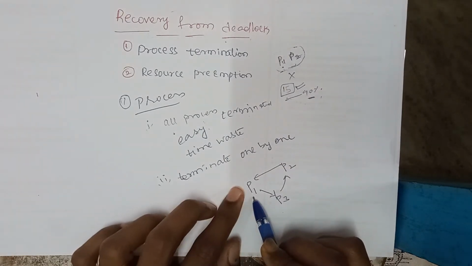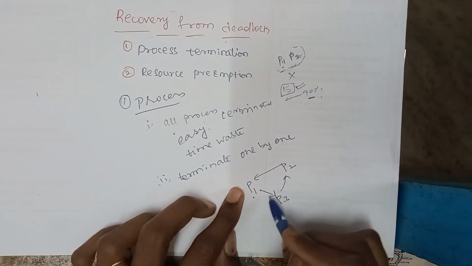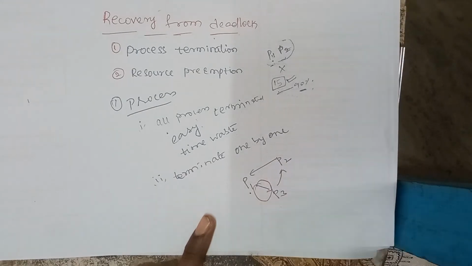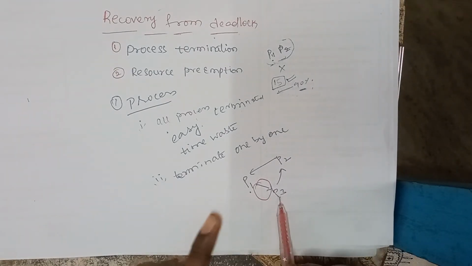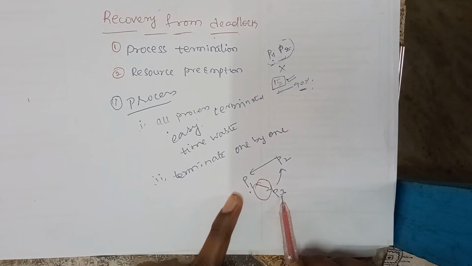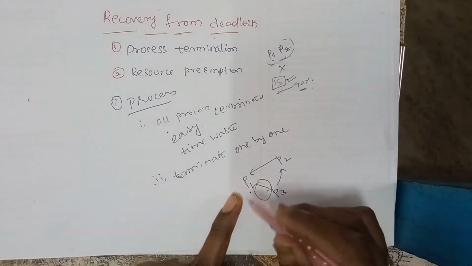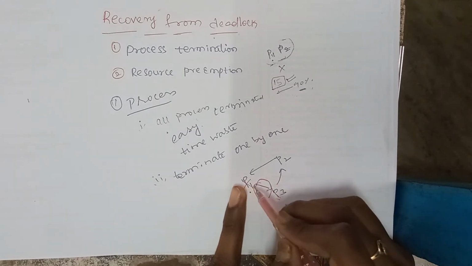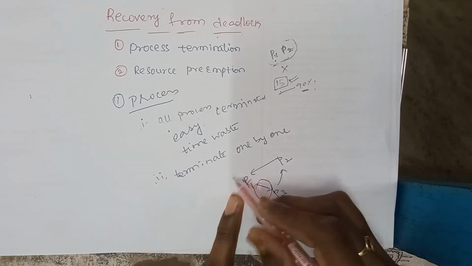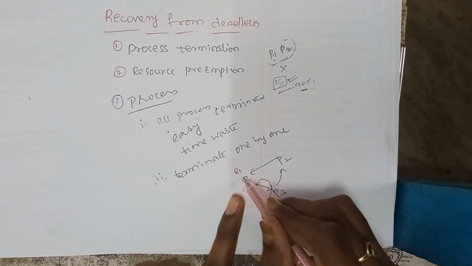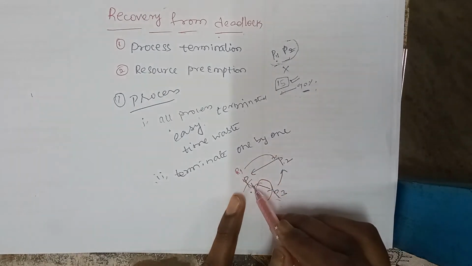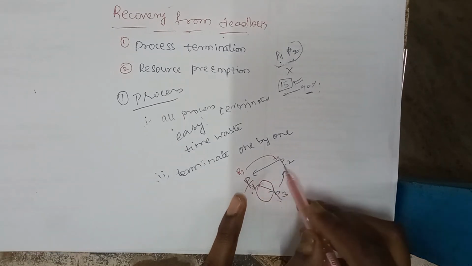If you terminate process P1, what happens? The deadlock connection between these is removed. Here there is no connection between P1 and P2. P1 was requesting process P3 to release the resources. If you terminate process P1, the request edge will not be there. Now, the resources of P1, that is R1, are given to process P2. P2 is requesting the release of resource R1. If P1 is completely terminated, R1 can be given to P2.